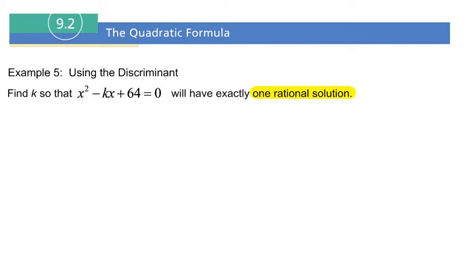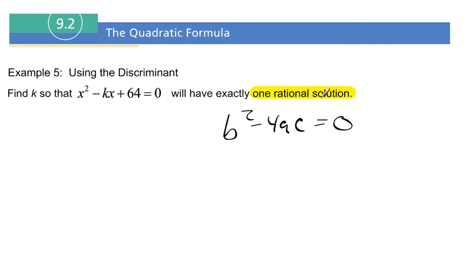Remember what we talked about last example. If our quadratic only has one rational solution, if you look back on our table, doesn't that mean the discriminant, b squared minus 4ac, has to be equal to 0? That was the key, to use that information. When the discriminant is equal to 0, we're going to have one rational solution.